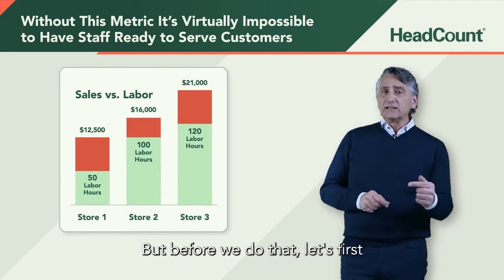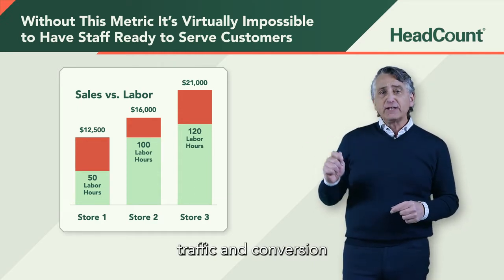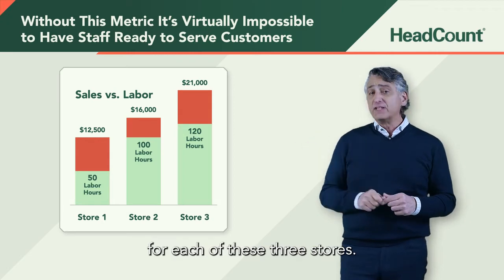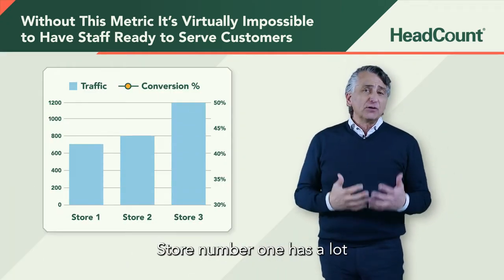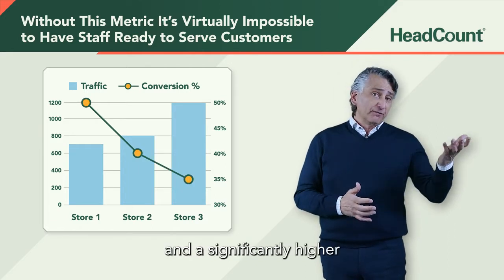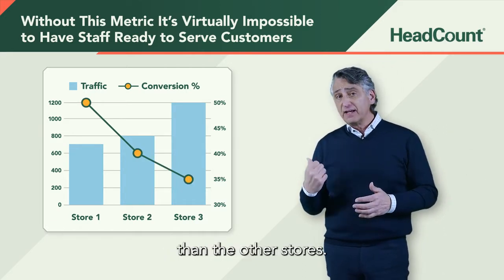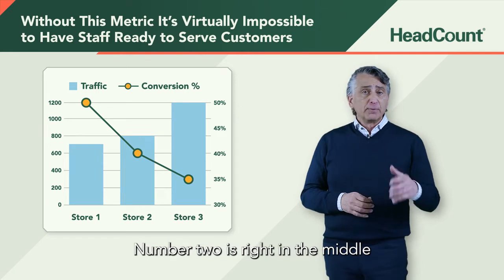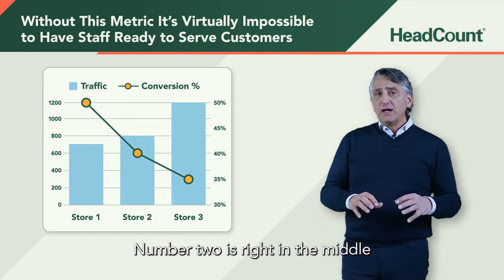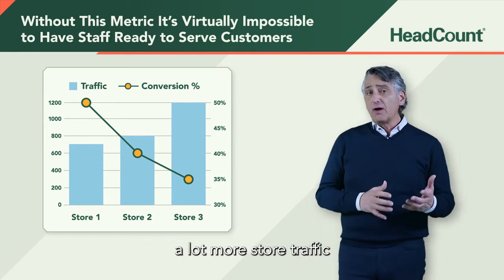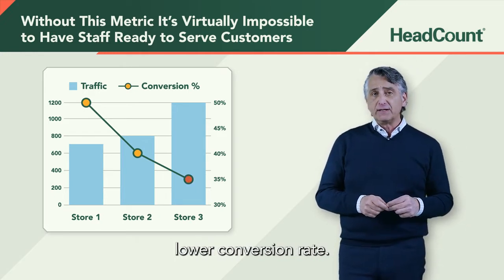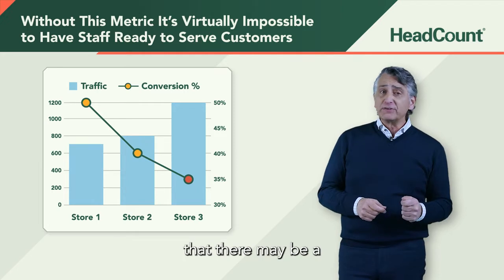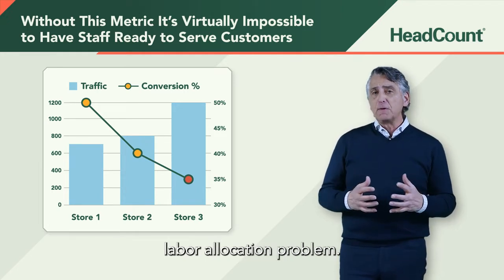But before we do that, let's first look at the store traffic and conversion results for each of these 3 stores. As you can see, store number 1 has a lot less traffic and a significantly higher conversion rate than the other stores. Number 2 is right in the middle, and store number 3 gets a lot more store traffic and also has a much lower conversion rate. This is our first clue that there may be a labor allocation problem.